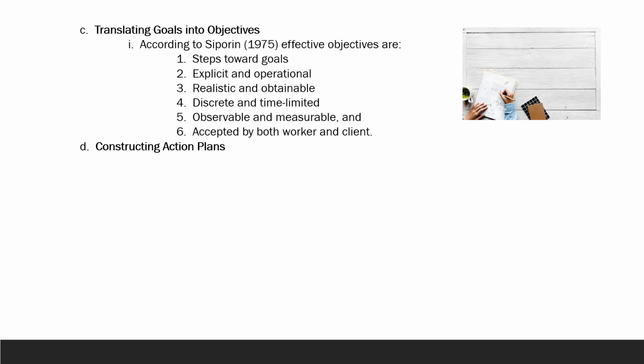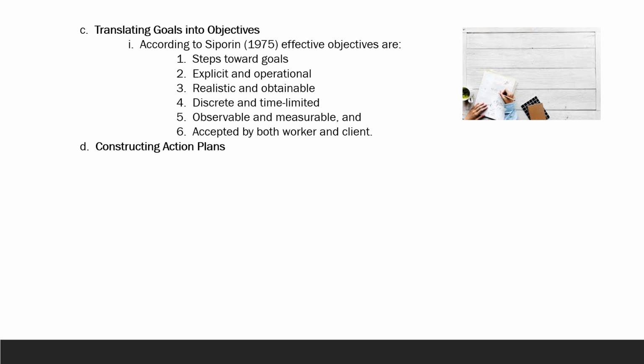Constructing action plans. Once you have the goals and the objectives in support of the goal in place and ready to go, we create what we call an action plan. Action plans can also go by the name of case plans, depending on where you work. And these are kind of, you might call it, the contract. We used that language yesterday. This is the contract between the client and the worker.